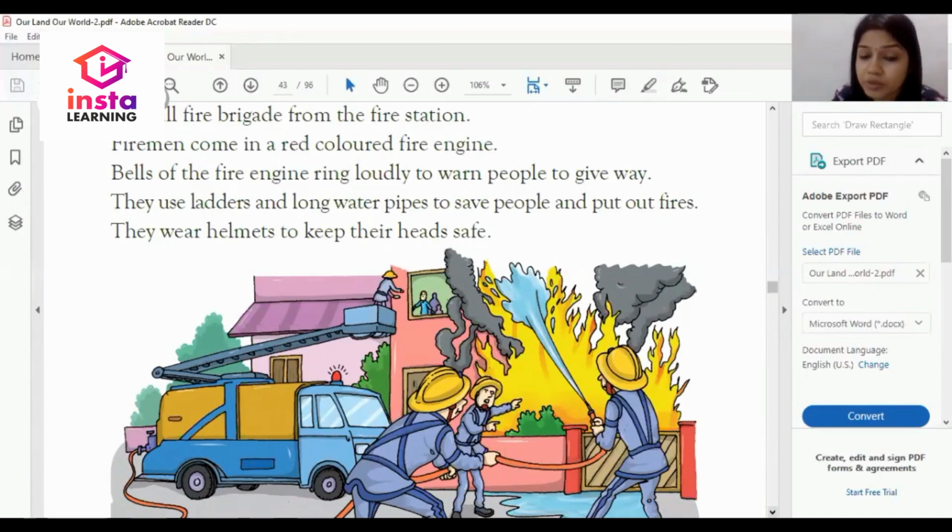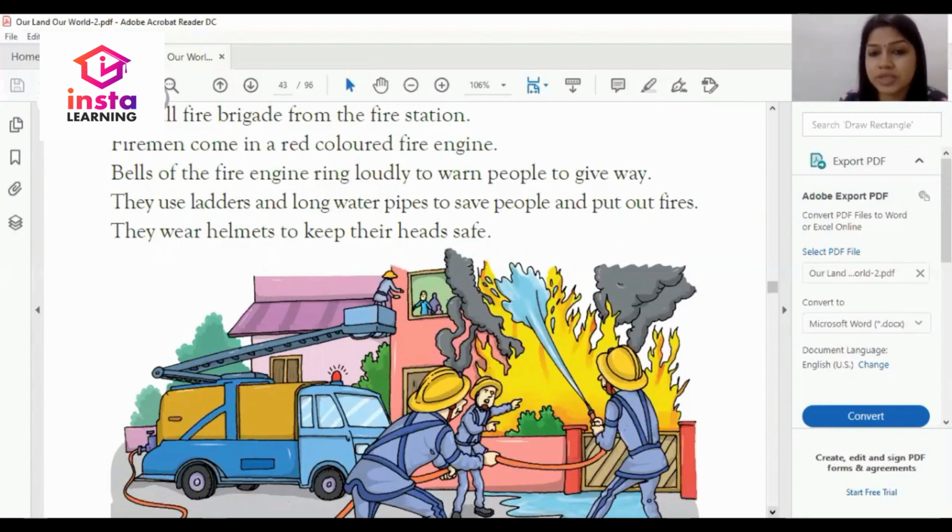तो वो जो पानी होता है, पानी के पाइप्स होते हैं, बहुत लंबे होते हैं और लंबी लंबी सीढ़ियां होती हैं. फायर में पानी डालकर वो लोगों को आग से बाहर निकालते हैं और लोगों को बचाते हैं. They wear helmets to keep their head safe.